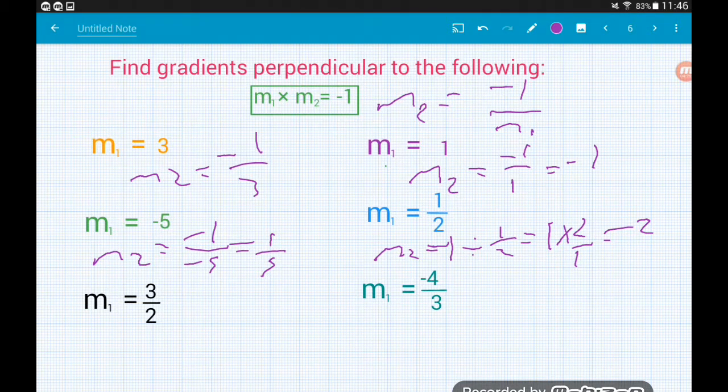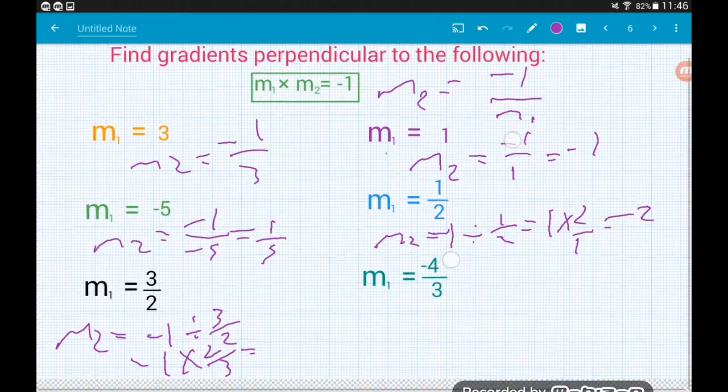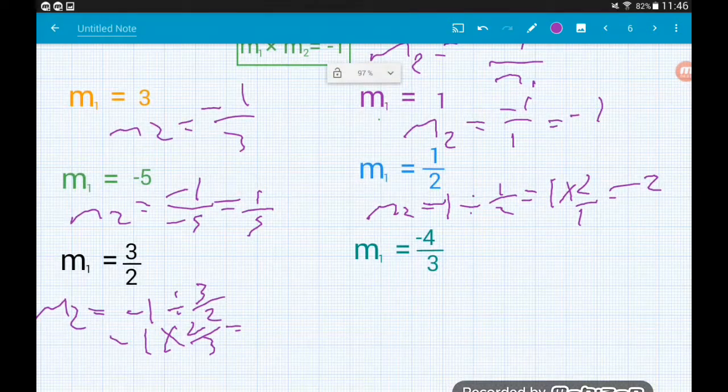Okay, m1 equals 3 halves. Well, m2 then will equal -1 divided by 3 halves. Now that's equal to -1 times 2 thirds. Now if we do -1 times 2 thirds, the -1 just multiplies the 2 on top, and we get -2 thirds. Cracking. And then the sixth one, m1 is -4 thirds.